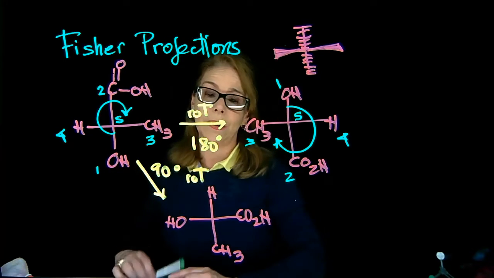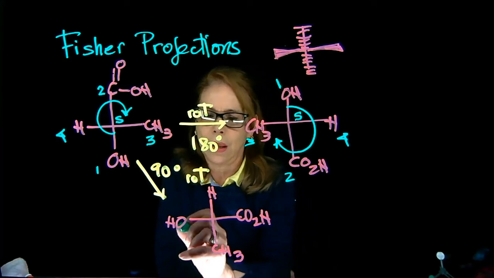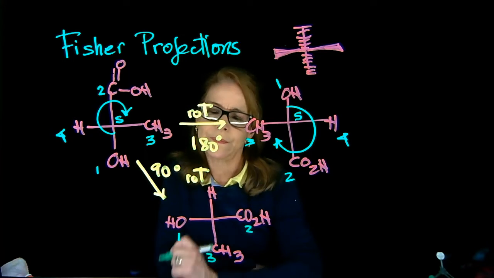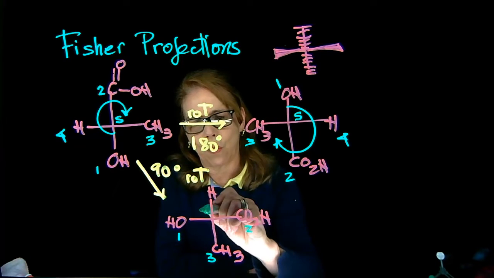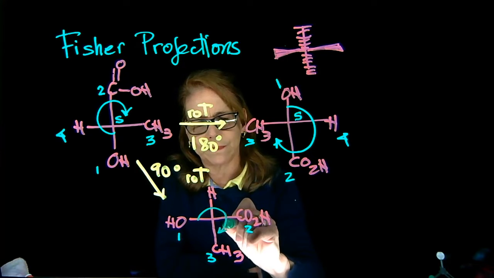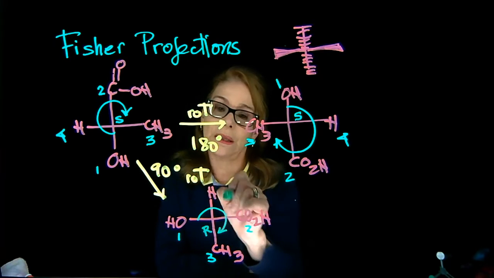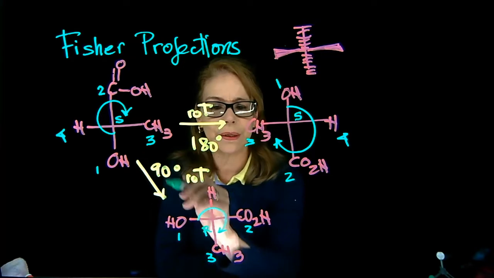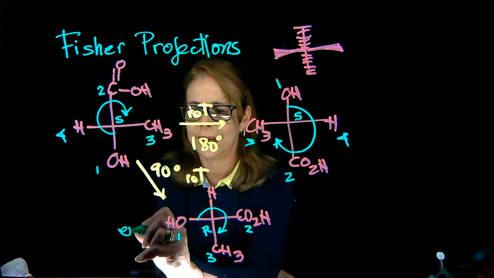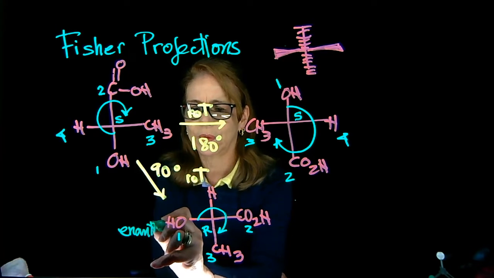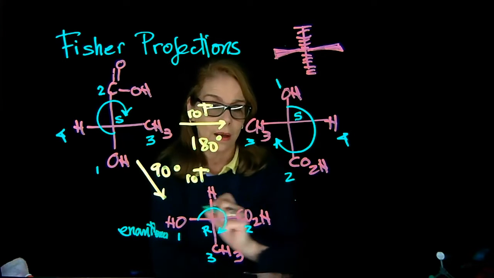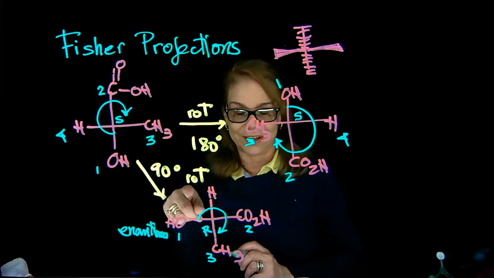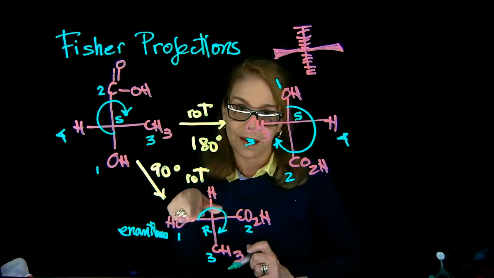So let's see what happened with the absolute configuration when you did that. Priority 1, priority 2, priority 3, right? And we go then 1, 2, 3. It is R. I'm viewing that correctly with a hydrogen on a dash. So notice then that this manipulation gave you the enantiomer. So pay attention to that. If you rotate a structure so that the hydrogen is in the back, you're going to get the enantiomer.